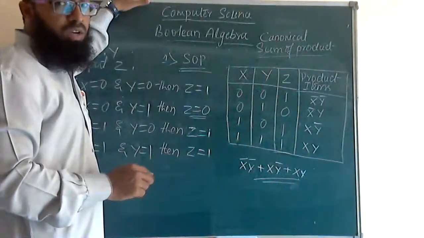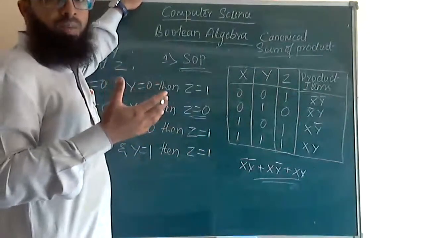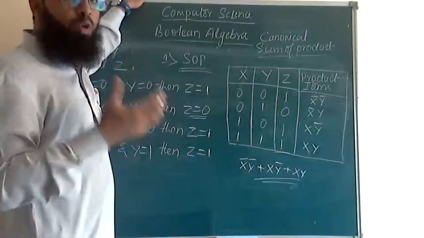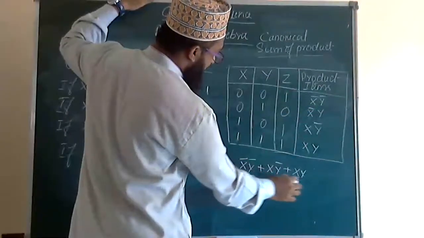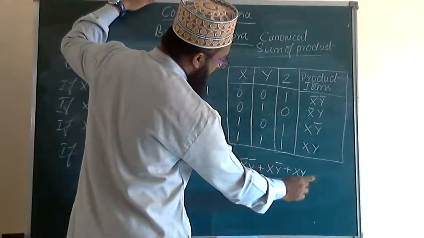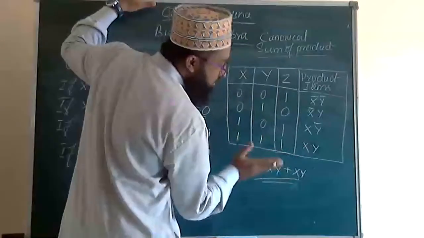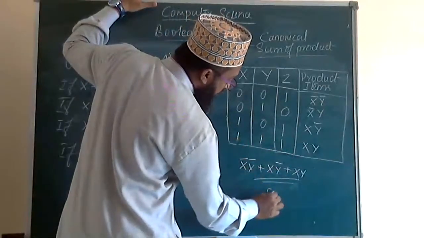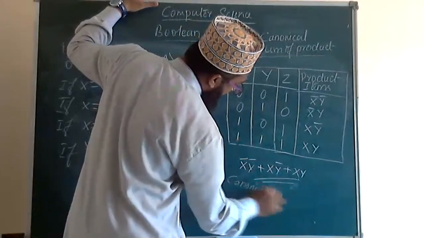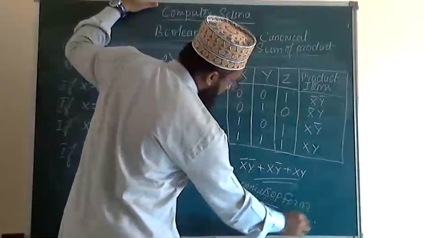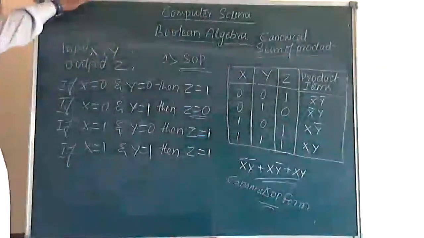Okay, canonical form. What we have discussed is that all the letters must appear in every product. So here two letters x and y, x and y, x and y, x and y. All the letters are present in every product. So this is the canonical form of SOP. Like this, we have to write the canonical SOP form.